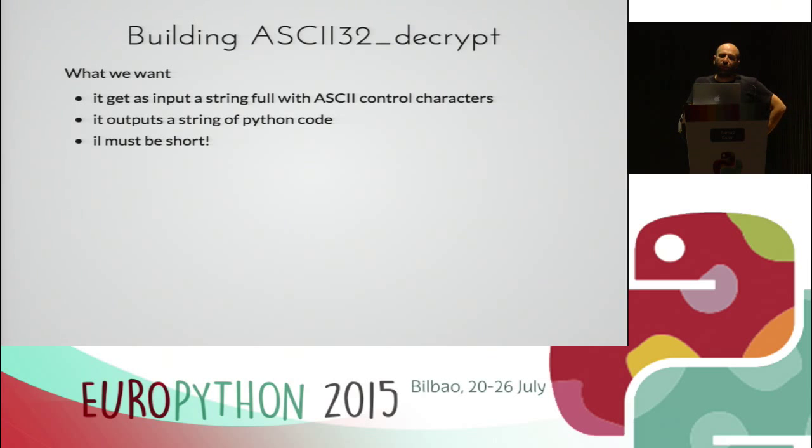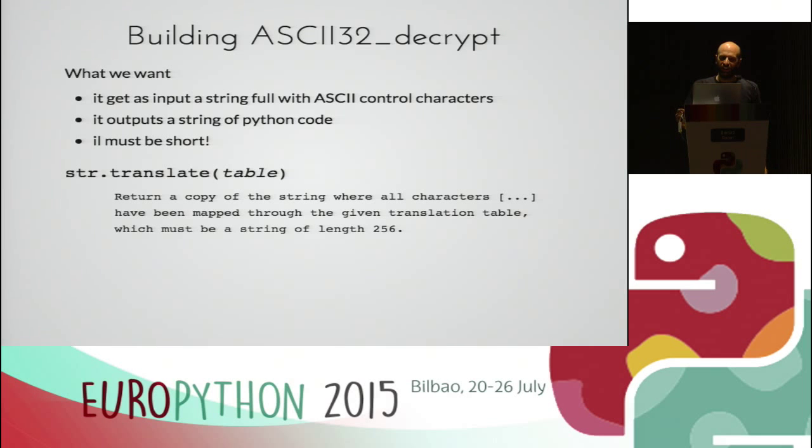So what we are interested in is building this ASCII 32 decrypt. Does anybody have any suggestion? What we need is something that takes as input an ASCII string literal and then outputs another string with possibly Python code. And it must be as short as possible, because we want to go below 33. Does anybody have any idea of what can be used to do this? What trick do we need?